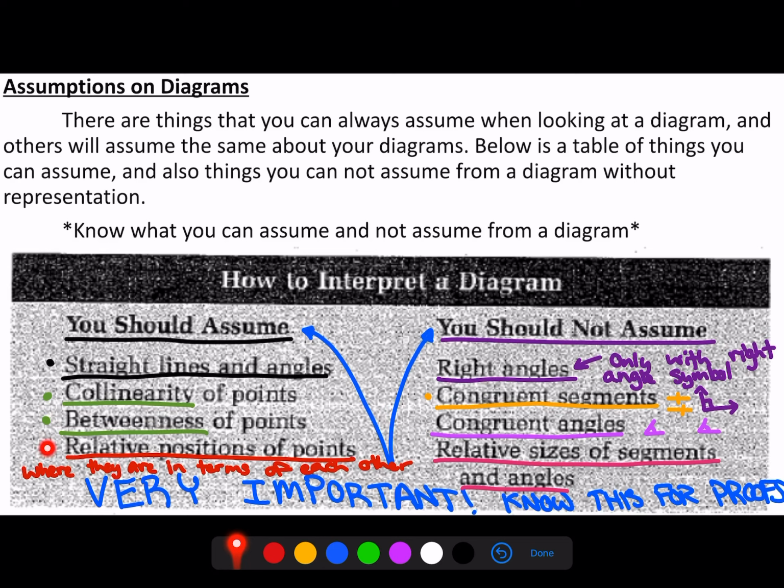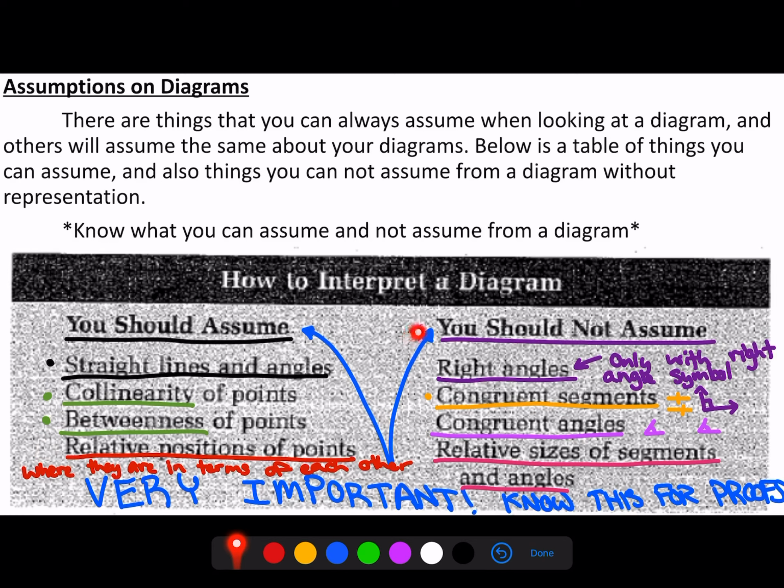Lastly, I can assume relative positions of points in relation to how close they are to each other, where they are in relation to each other, and so on. So I can assume where those points are on the picture in relation to all the other points.